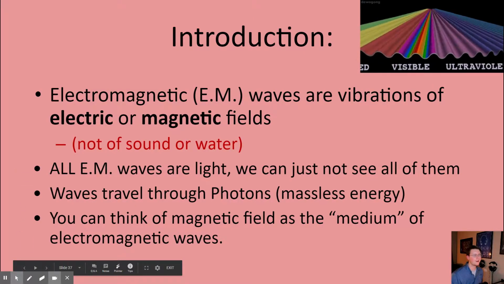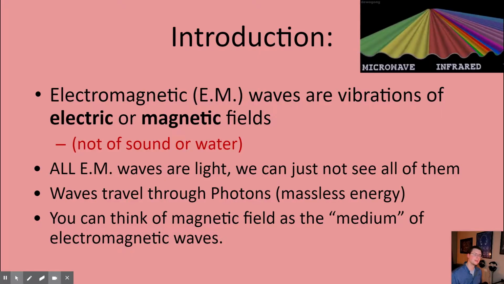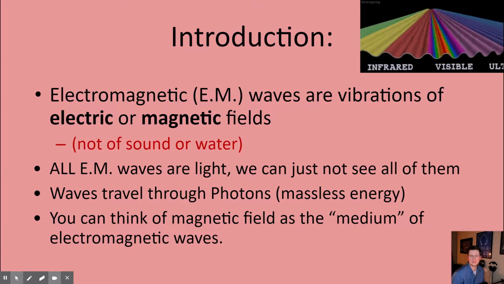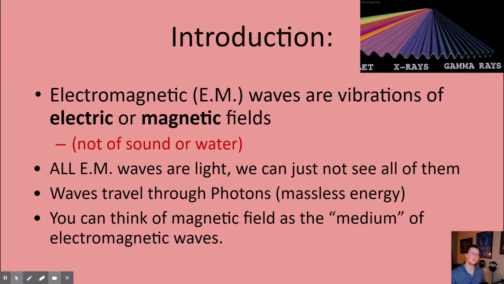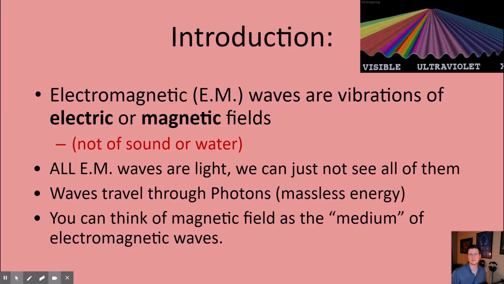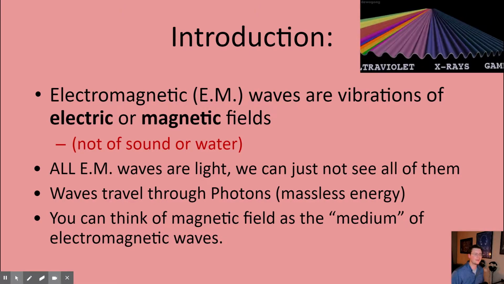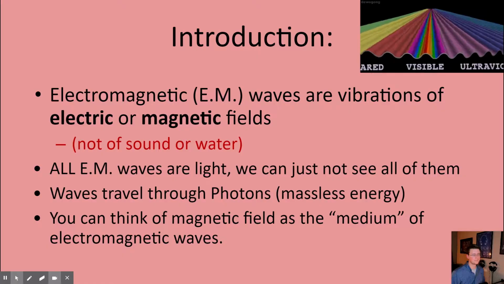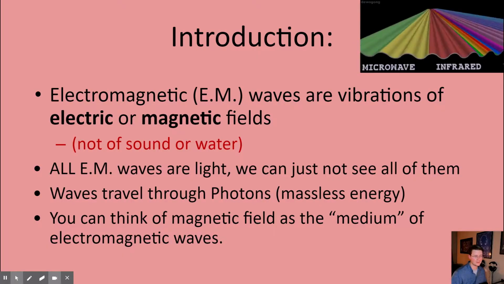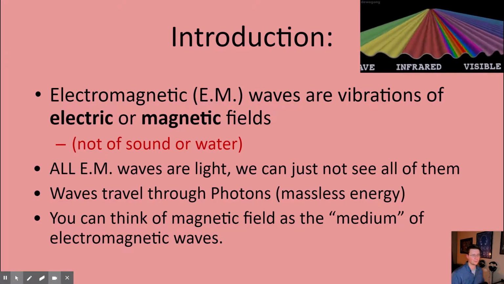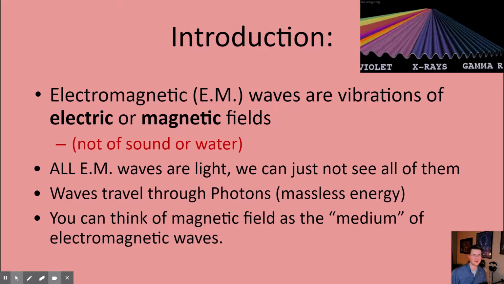So what are our electromagnetic waves? Well, electromagnetic waves are really just vibrations of the electric or magnetic fields. And we spent a little bit of time looking at these during our electricity units and looking at magnets. So they're not sound, and they're not waves that are traveling through water. They're not water themselves, but they're not sound and they're not like water waves, things like that. That's what I mean by saying or water.